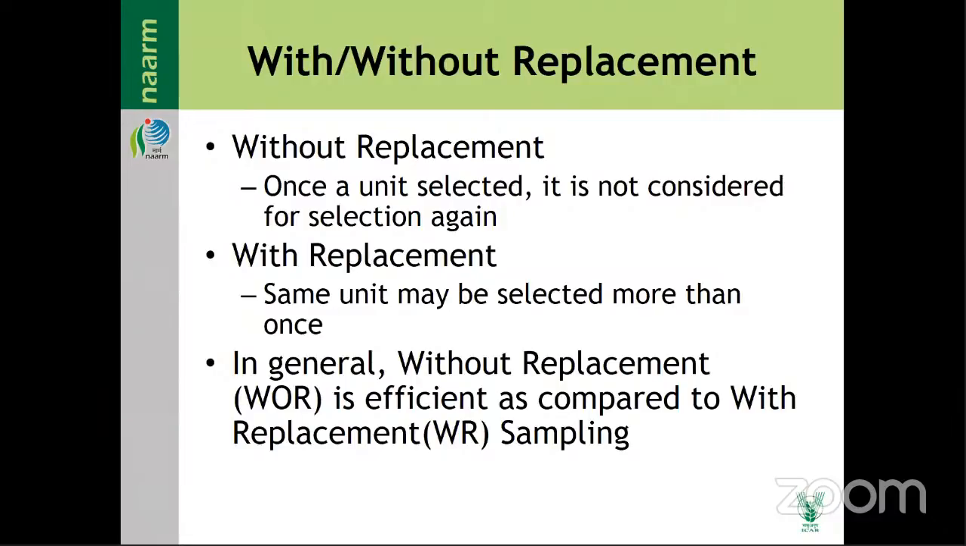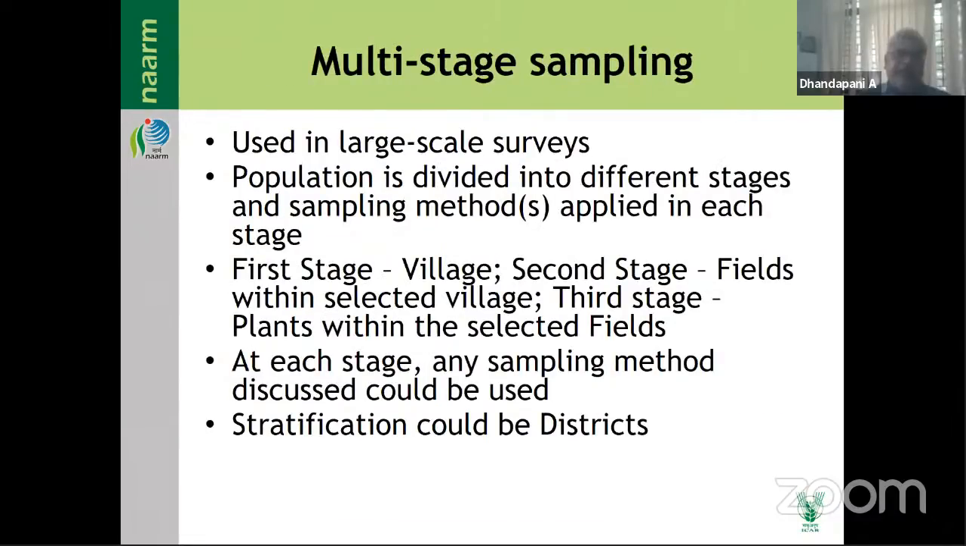So the last type of selection method is multi-stage sampling. Multi-stage sampling is what we use in large-scale surveys. The reason is that if you are thinking of a large geographical area, you need to divide it into various stages. For example, villages can be my first stage, the second stage could be fields, and the third stage could be plants within the selected fields.